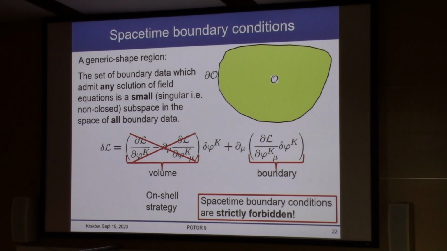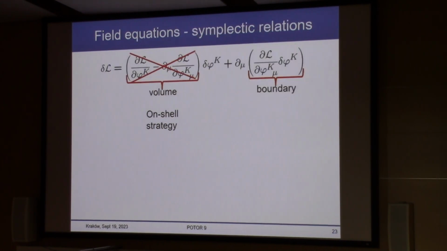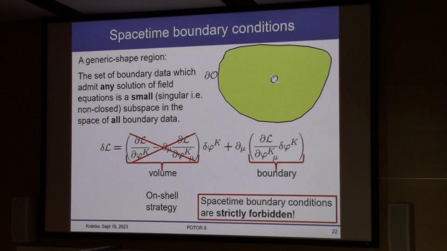So I propose to replace this strategy by another strategy, which I call the on-shell strategy, which means that from the very beginning, because you see there are some derivatives, I consider some jets of sections of some bundles. So my strategy consists in taking into account only those that annihilate the volume part.